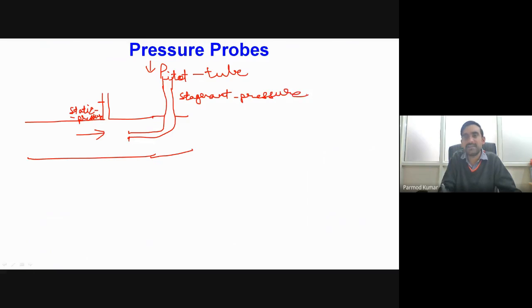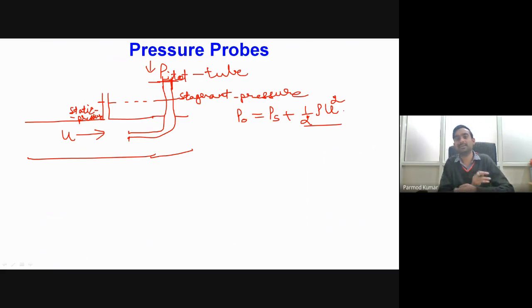Okay, and it is given by the symbol P naught, and this P naught is nothing but static pressure plus dynamic head, where dynamic head is equal to half rho u square, and u is our flow velocity. So it means our stagnation pressure will always be greater than the static pressure, and the difference between the stagnation pressure and the static pressure is equal to the dynamic pressure, which can then be employed for measurement of the velocity. Okay, now this is the very basic idea.